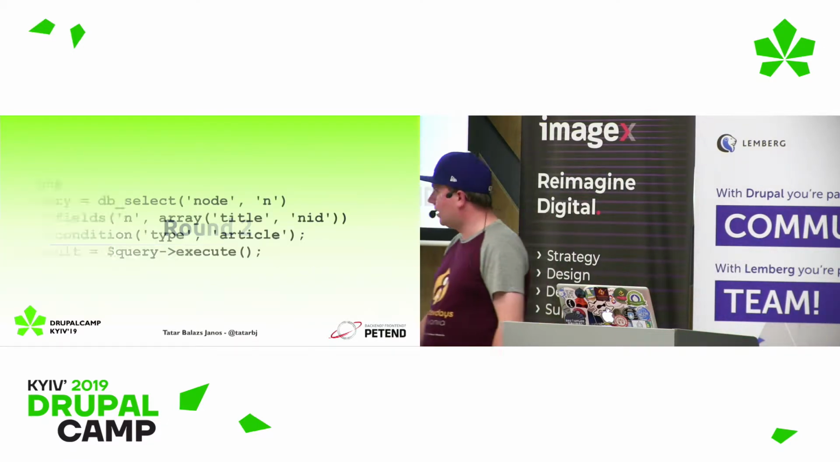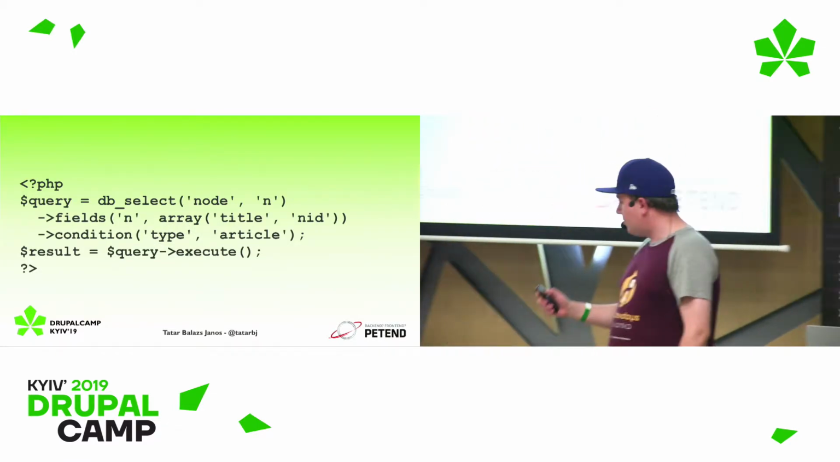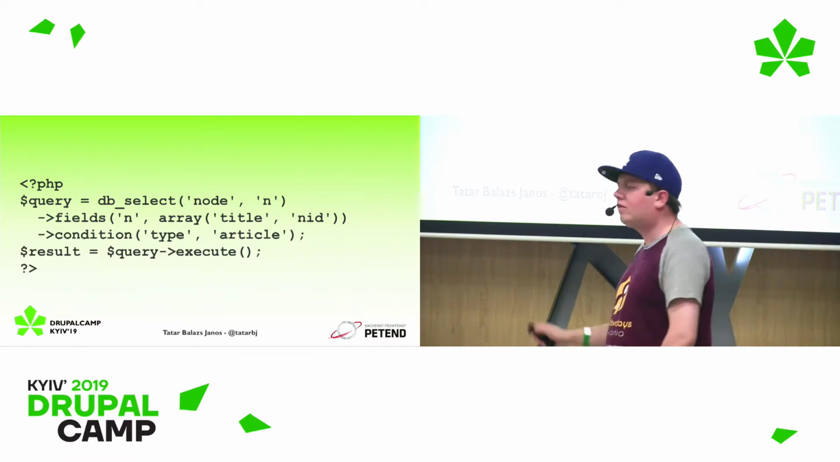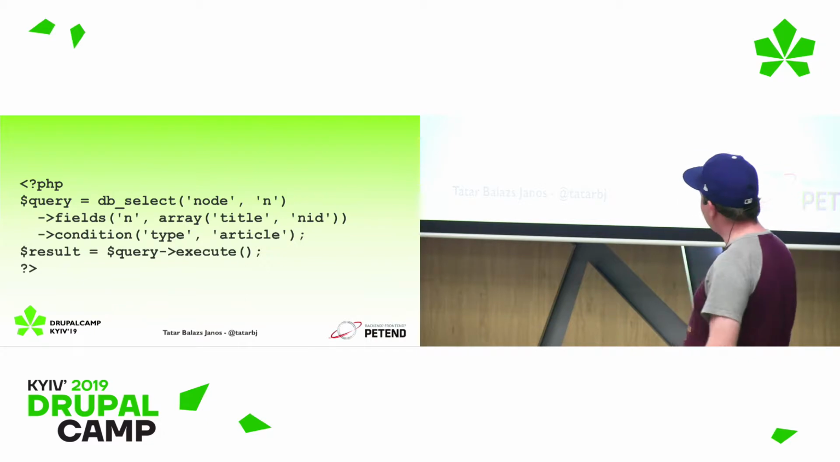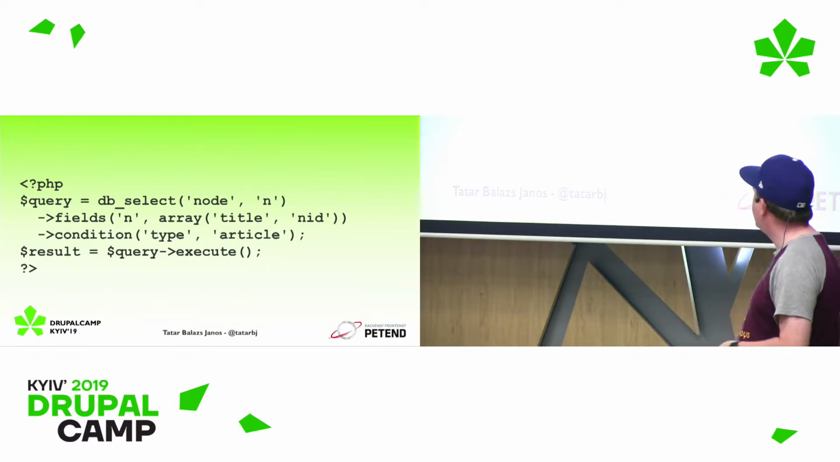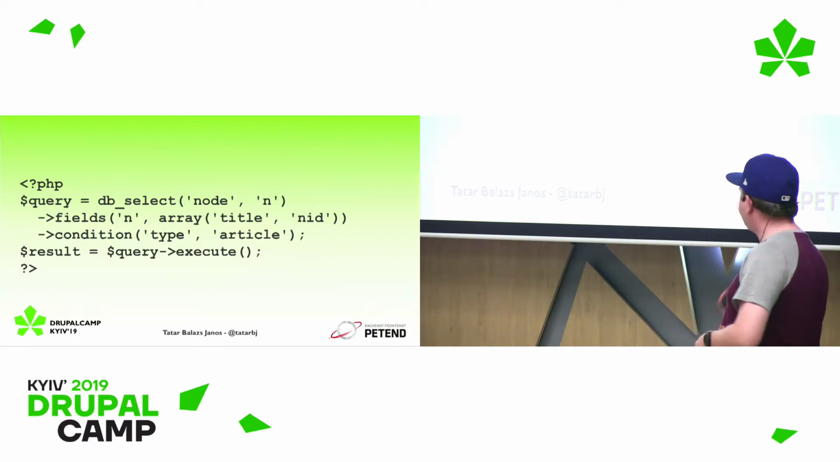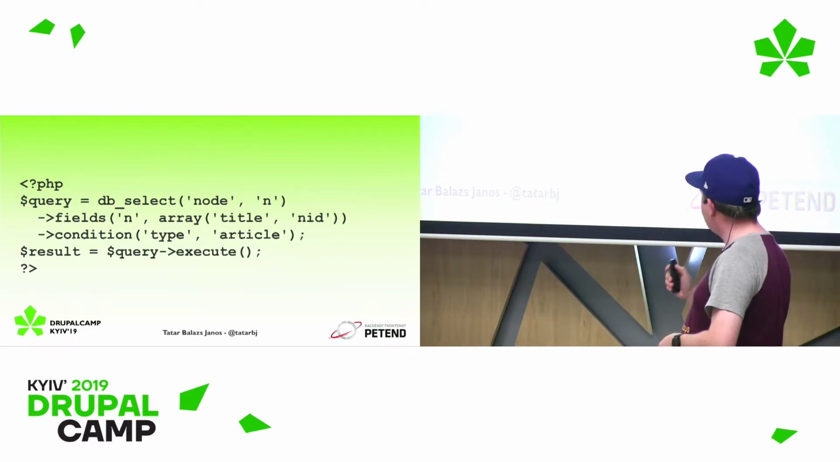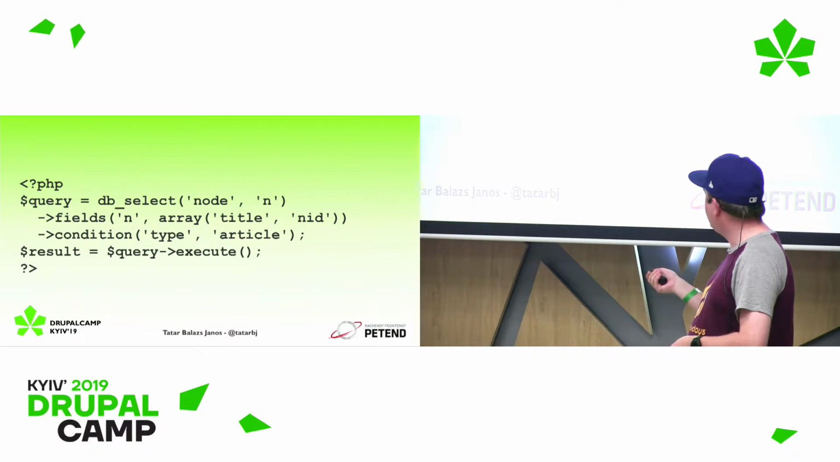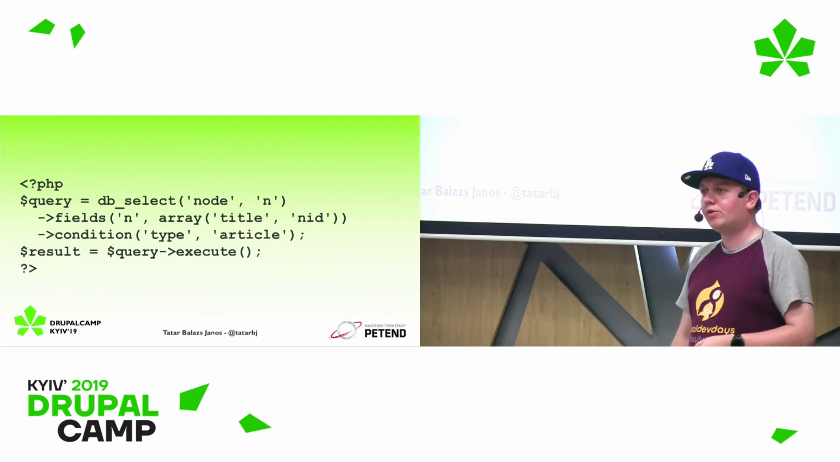Bingo? No bingo. Here comes an example. It's Drupal 7, but something similar can be written in Drupal 8, even though we don't have the node table there anyway. So imagine we are using db_select here, and we want to get all the articles and the title and the node ID out of them, and we just return the results. Is that correct?